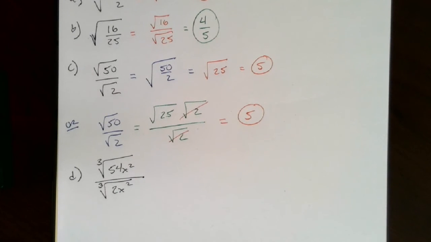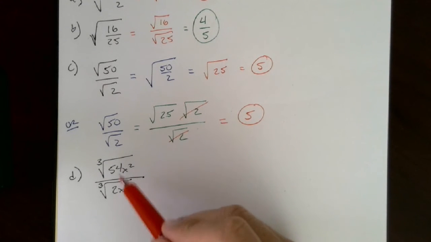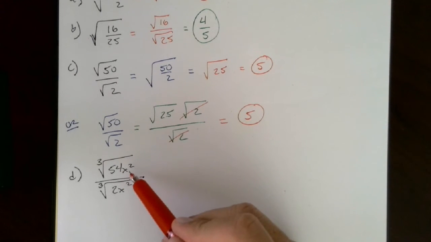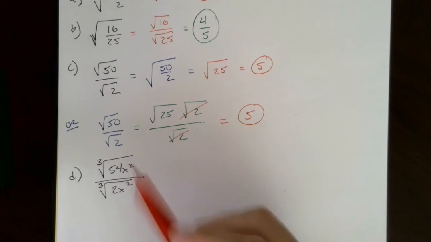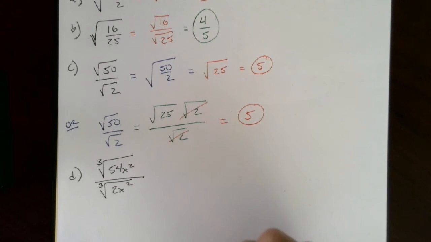So you might want to check to see if these are perfect roots first. 54 isn't a perfect cube, x squared isn't a perfect cube, because remember the power would have to be divisible by 3. Same thing down here for 2, and then the x squared, again, power is not divisible by 3. So none of these are perfect cubes as they are written.